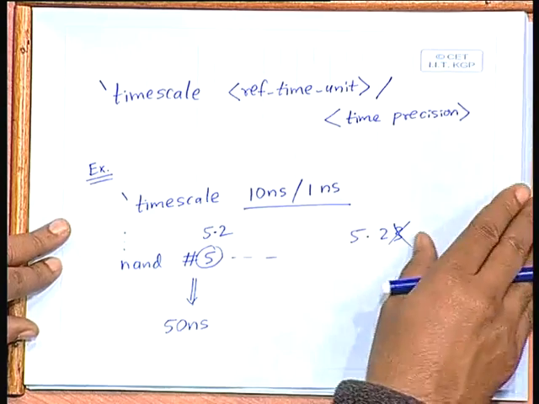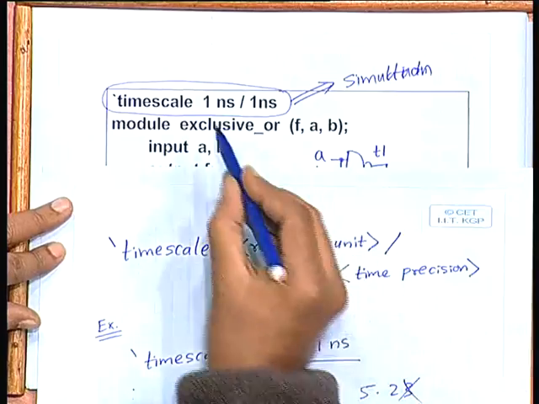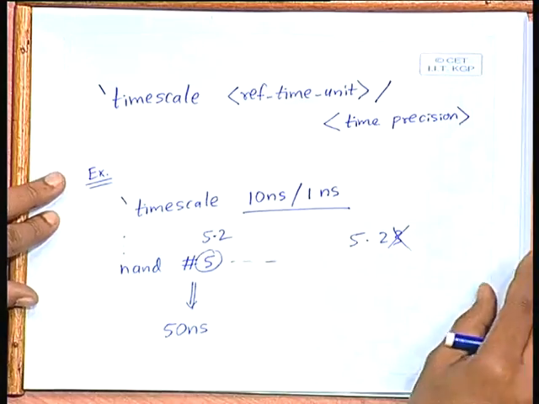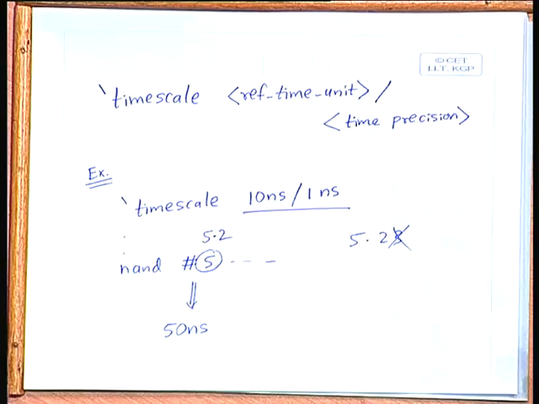Right. Now in this example we have given both of these to be the same, 1 nanosecond and 1 nanosecond, which means that we will be specifying only integer values. Okay. So the purpose of the time scale command is this.